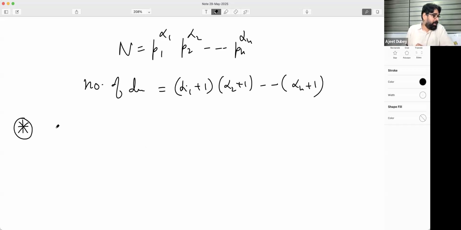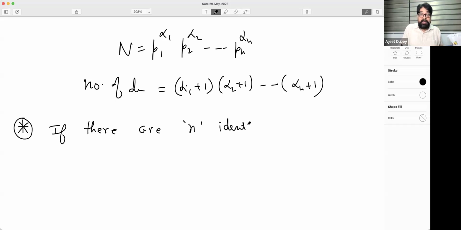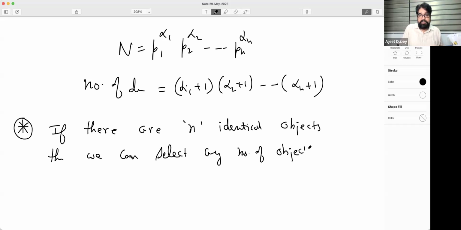I'll teach, because basically this is problem solving. I'm not supposed to teach theory, but I will teach a little bit of theory so that all of you can understand. Listen carefully, everybody. If there are n identical objects, then the number of ways we can select any number of objects from it will be n plus 1.